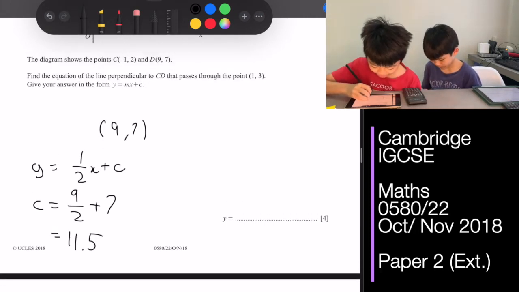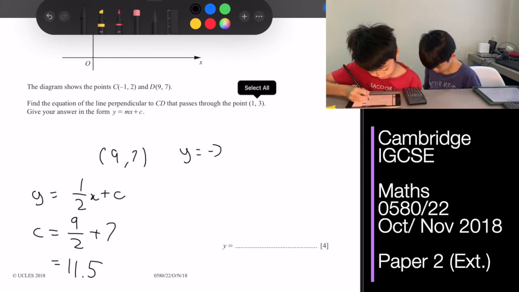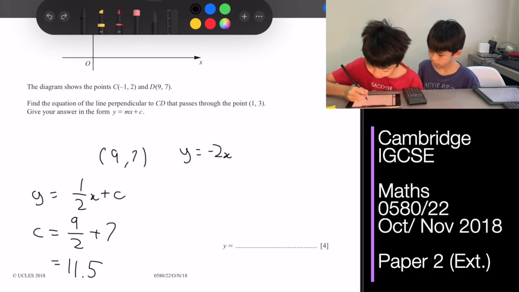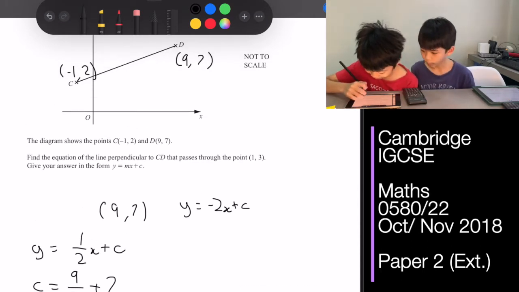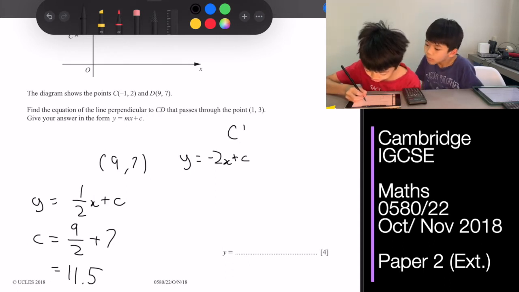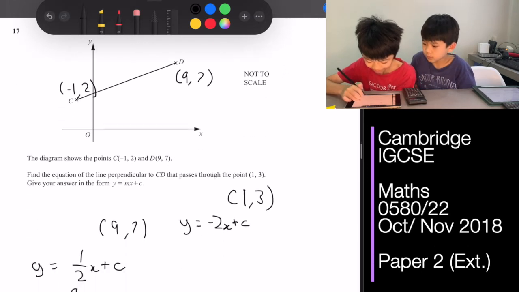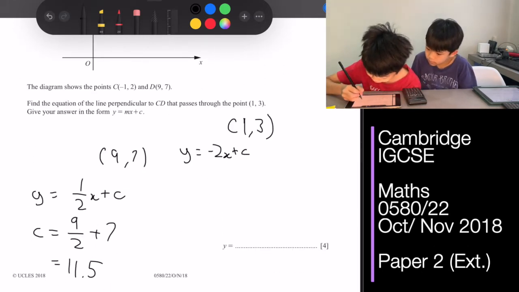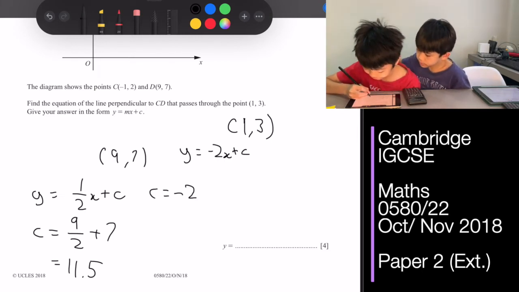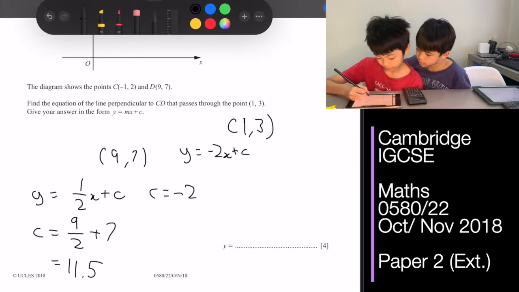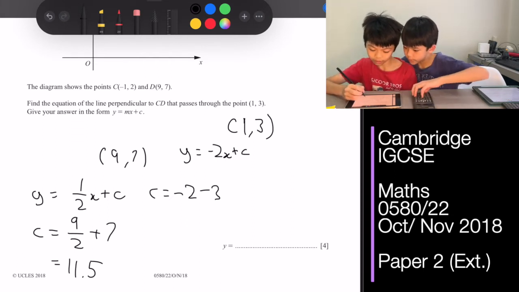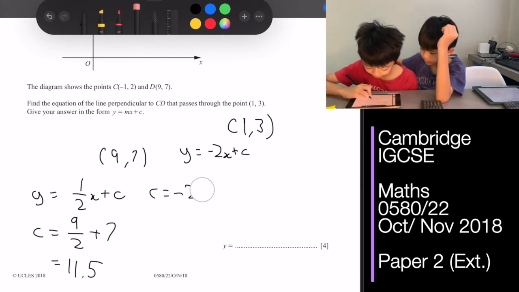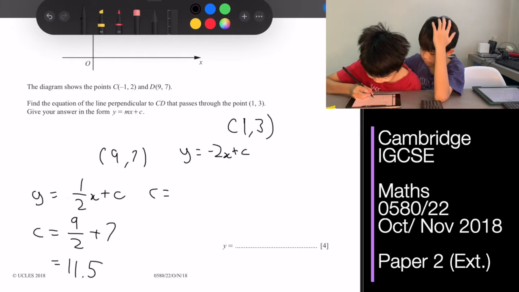Now that we've got what c is, y equals negative 2, the negative inverse of this one, 2 plus c. Then now we just need to find what c is. It passes through the point (1, 3). So c is negative 2... oh wait, no. Plus minus 3. C is negative 1. Wait, let me go back.